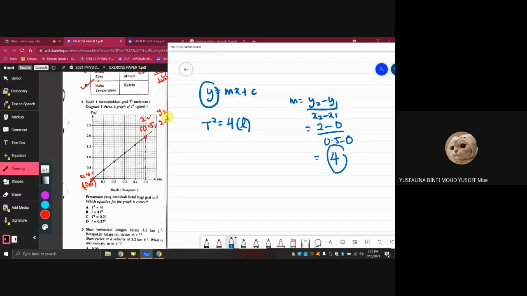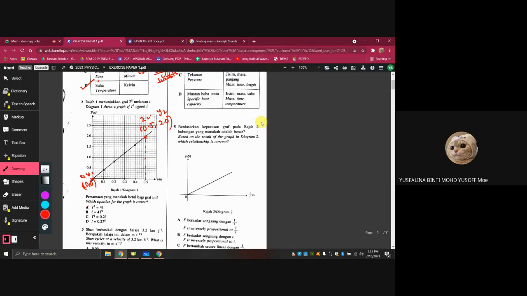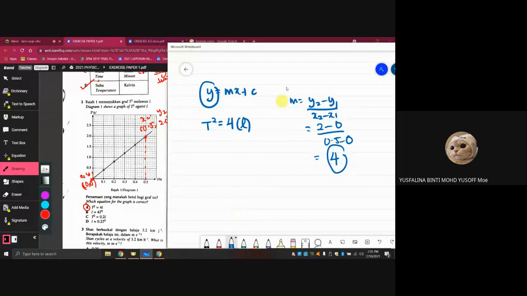And the C, okay, C is actually the y-intercept. So the y-intercept is actually at 0, right? So you don't need to put it. So the answer, this one is t square is equals to 4L. So the answer is A. T square is equals to 4L. So that's how you make an equation from the graph.